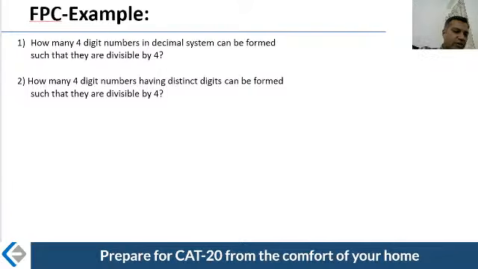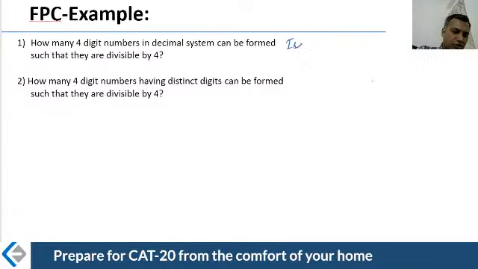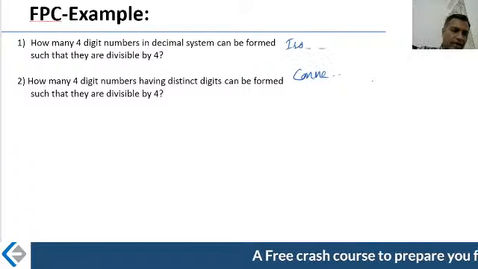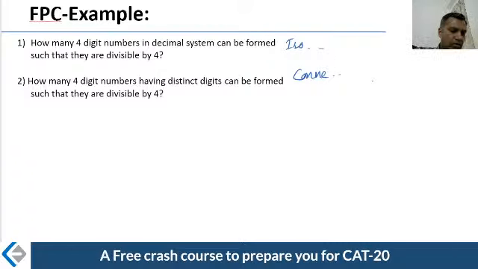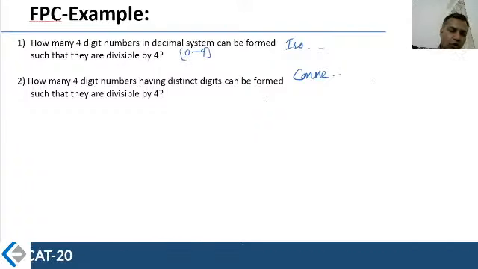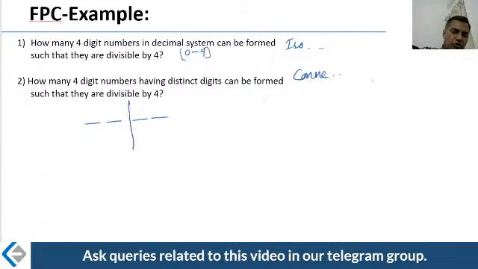So in how many ways? First one is basically the technique of isolation and connection. What are numbers in the decimal system? That means 0 to 9 are the digits. Decimal system is what? 0 to 9 are the digits. Can be formed such that they are divisible by 4. What is the divisibility rule for 4? Last 2 digits should be divisible.